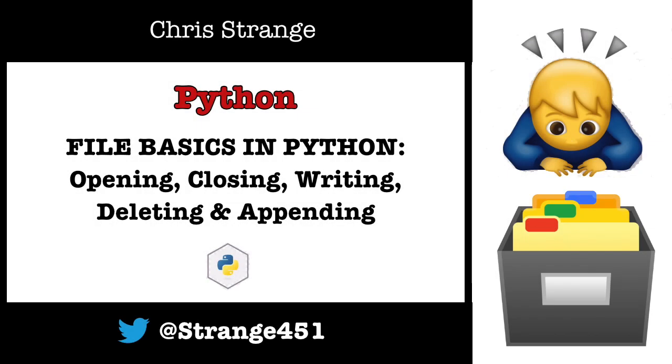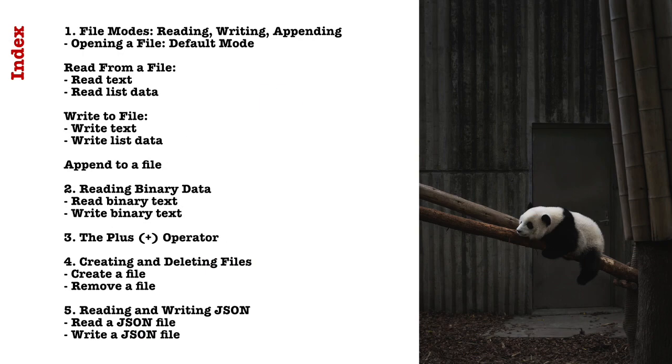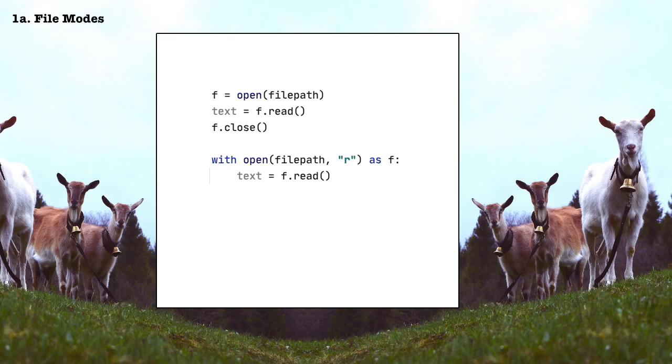Everyone has to read from and write to files. Today I'm going to walk through how to open, close, read from, write to, and append to a file. Opening a file. There are two ways to open a file. As you can see, one is very simple, just f equals open(file path, mode). You do something and then you close the file.